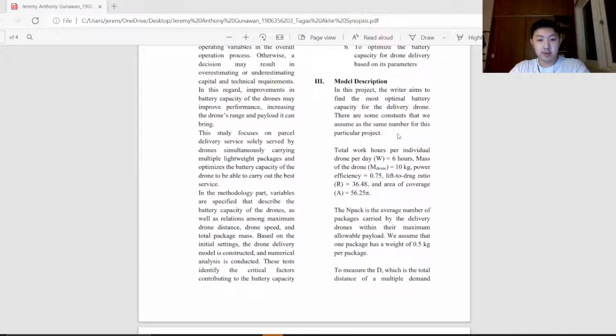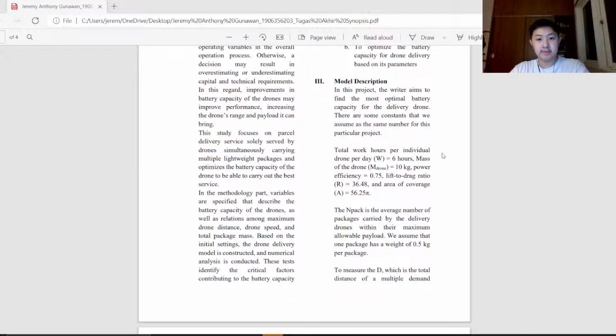So the total work hours for an individual drone per day, which is W, is 6 hours, and the total mass of the drone is 10 kilograms. The power efficiency of the motors and the propeller is 0.75, the standard, and the lift to drag ratio of the UAV is also standard, which is 36.48.